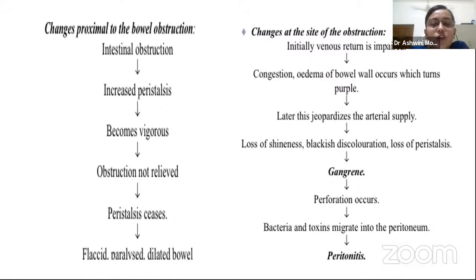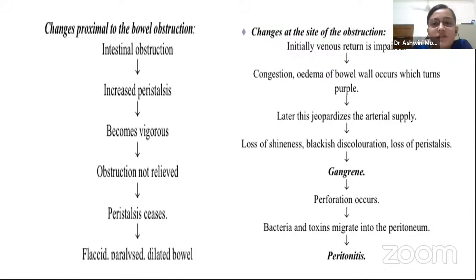Because of that, a purplish hue will be present over the bowel loop. Later, that will jeopardize the arterial supply. Once venous supply is blocked, there will be congestion, and after that arterial supply will also be involved. So a loss of shininess and blackish discoloration will occur now, and peristalsis will be absent now.